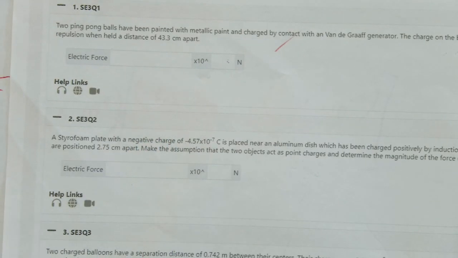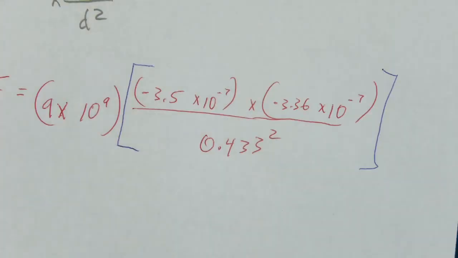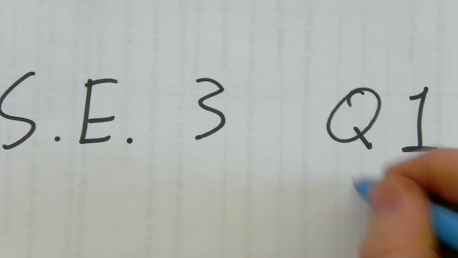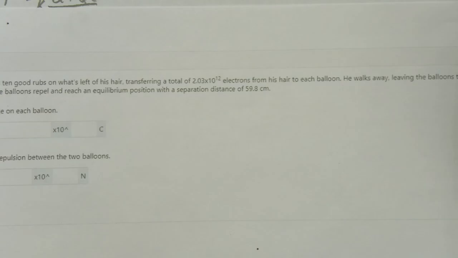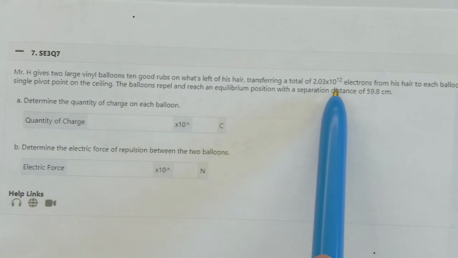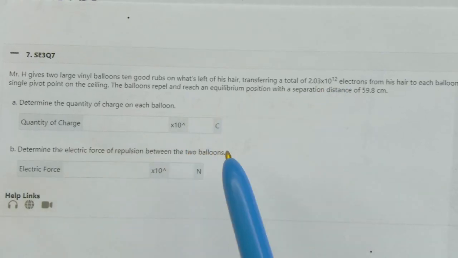All right, one final note on the last question. I believe it is question 7 on Essay 3 like we've been doing. Question 7 is a little bit trickier. It gives you a similar scenario. It talks about two things getting electrons. It doesn't really give you coulombs.